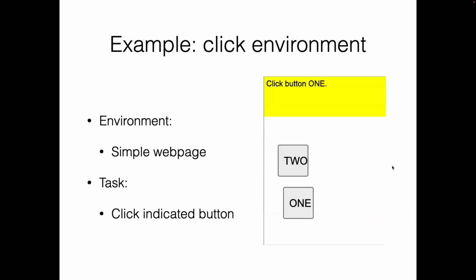So if we look at one really simple example of this, then one task is called this click environment. And you can see here that the task description is indicated up here as text. So it says click button 1. And really, this is actually a kind of simple web page. It's literally HTML and it's running in a browser. And now your task is to click the indicated button.